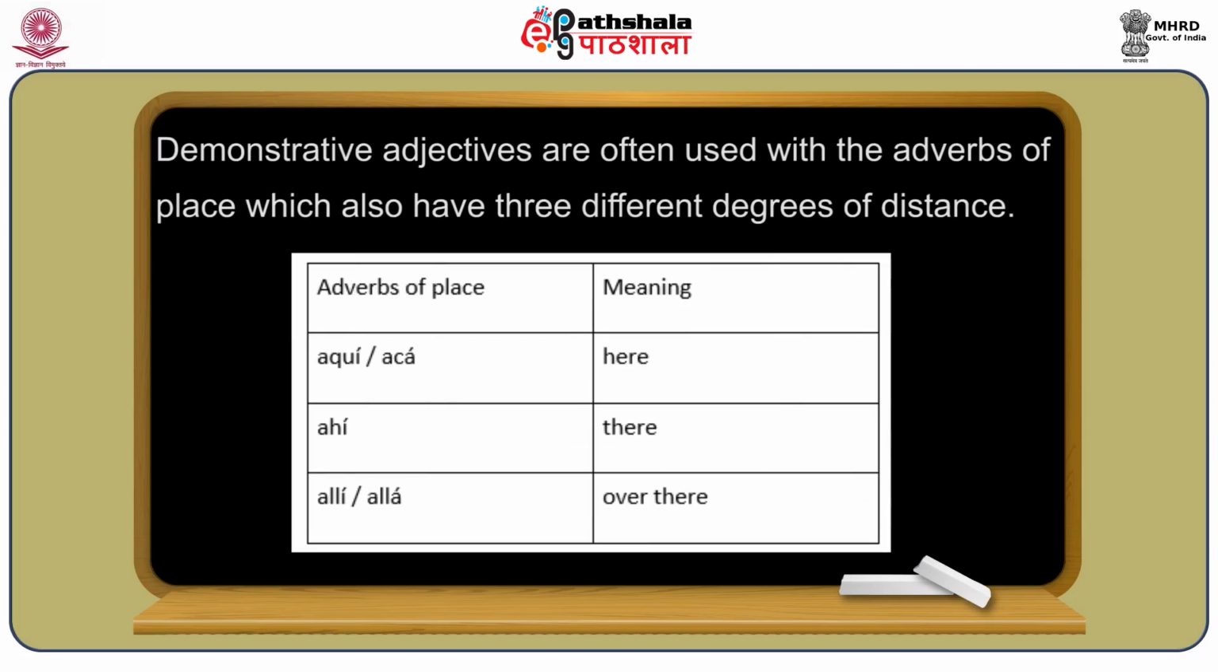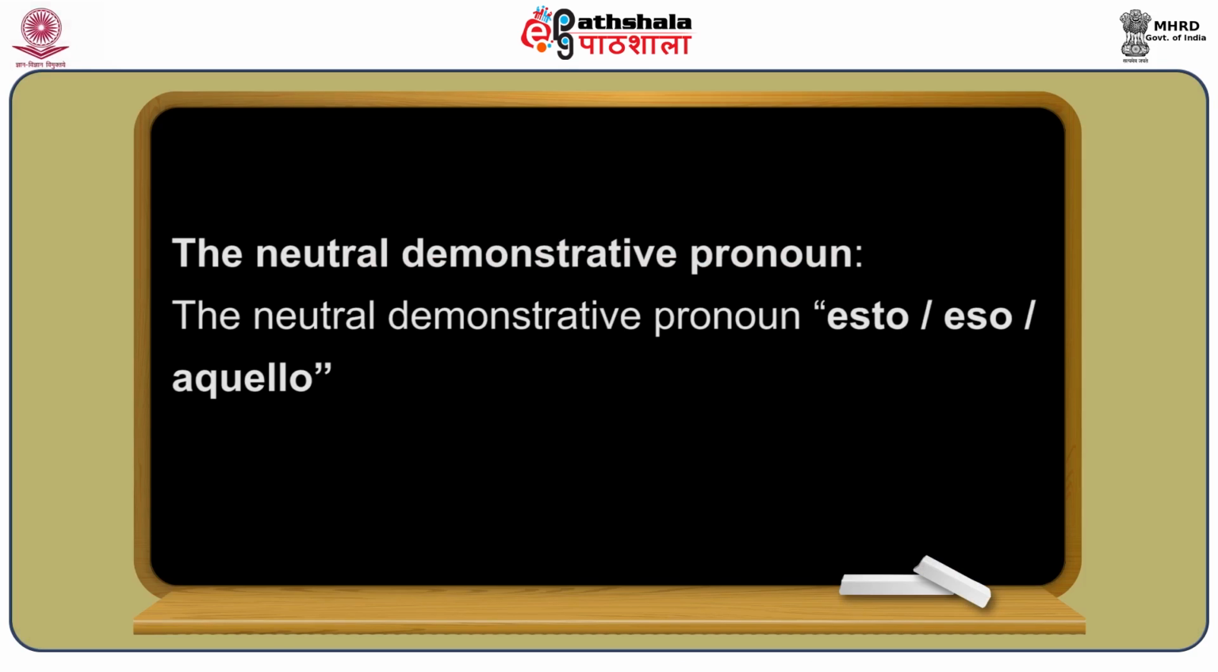So demonstrative adjectives are often used with the adverbs of place, which also have 3 different degrees of distance. Till now we have seen the demonstrative determiners are adjectives. Now we are going to see the adverbs of place. The adverbs of place are aquí or acá, meaning here, ahí, meaning there, and allí or allá, meaning over there. And there is something called the neutral demonstrative pronoun.